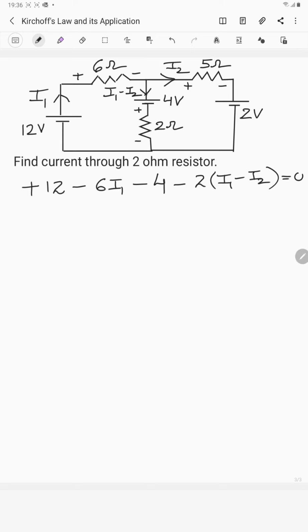Let's simplify the equation. So minus 6 I1 minus 2 I1 will become minus of 8 I1. It will become plus 2 of I2. And 12 minus 4, that will be 8. On that side if we take, it will become minus of 8. So this being the equation 1.